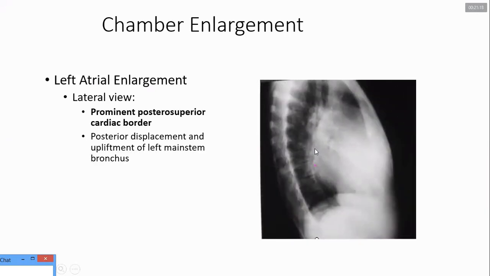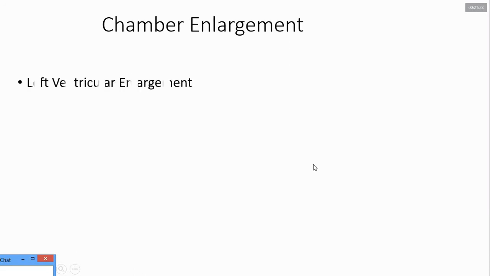Now, left atrial enlargement. In left atrial enlargement, the left atrium, which is located more posteriorly and superiorly in comparison to the other chambers of the heart, is more prominent on the lateral view.